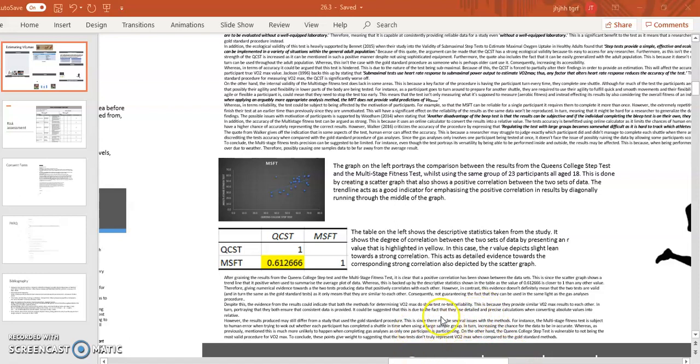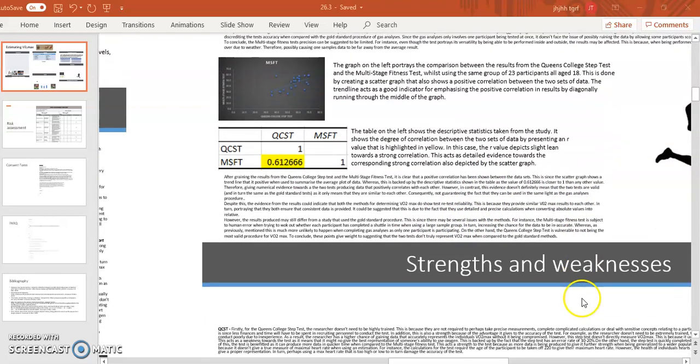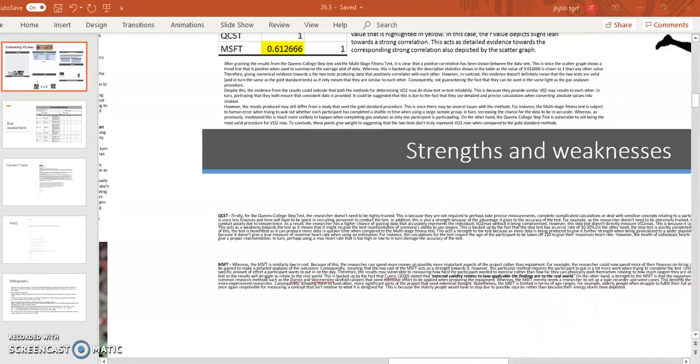To conclude, these points give weight to suggesting that the two tests don't truly represent VO2 max when compared to the gold standard methods. And finally, moving on to the strengths and the weaknesses.